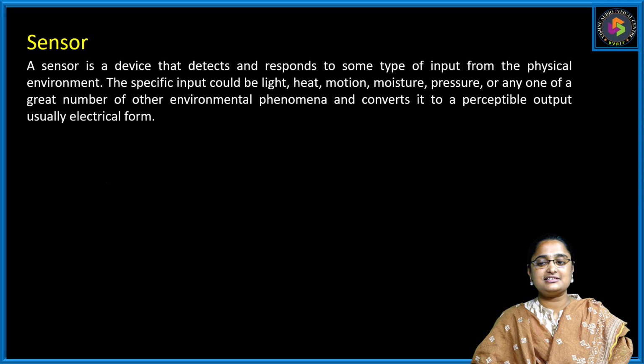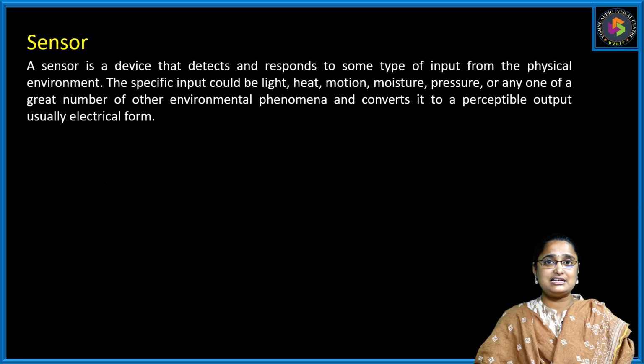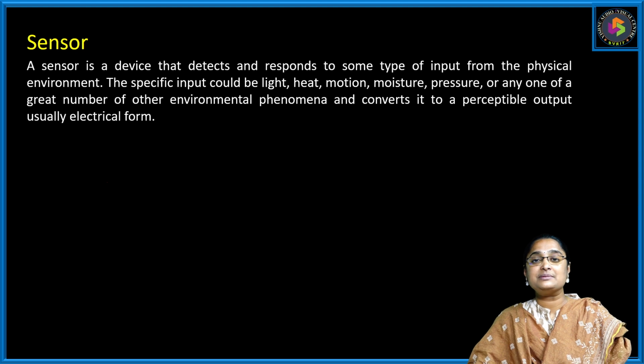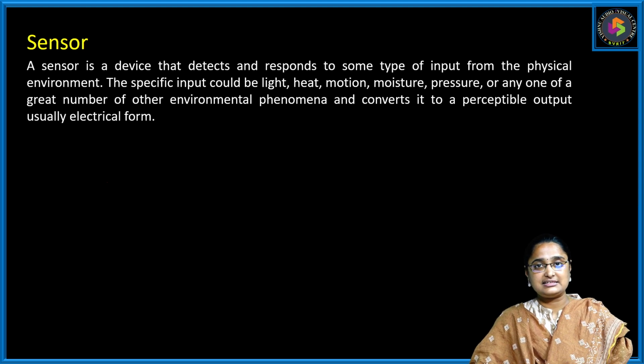Now we'll see the sensor. There is generally a confusion where transducer and sensor are treated as the same, but there is a basic difference between a sensor and a transducer. These days we use them as synonyms, but they are not. A sensor is a device that detects and responds to some type of input from the physical environment. You can give any light or physical phenomenon as the input to a sensor, and it will convert it into a perceptible output, generally an electrical signal.